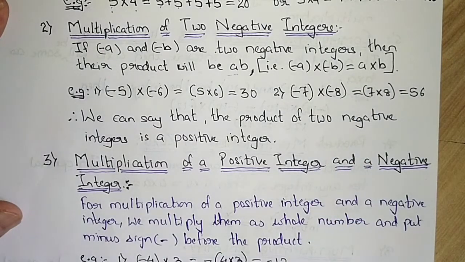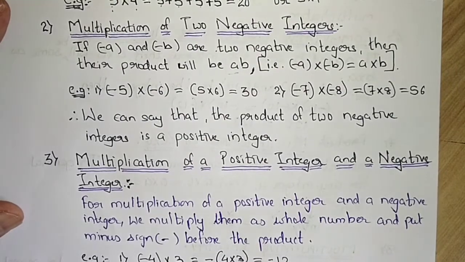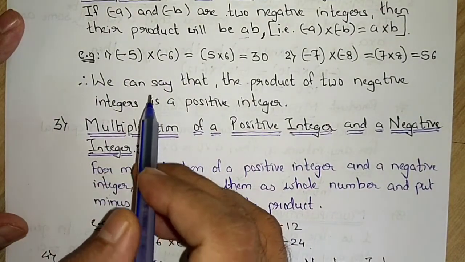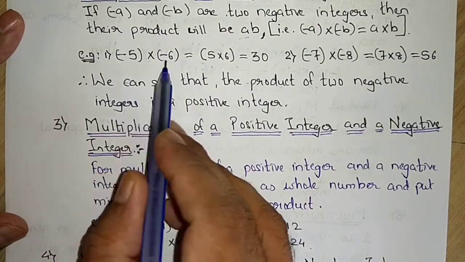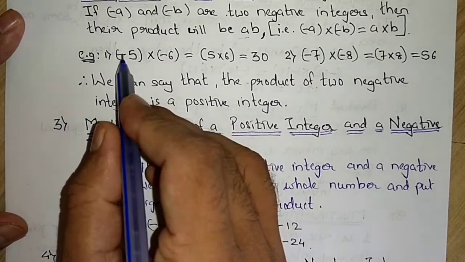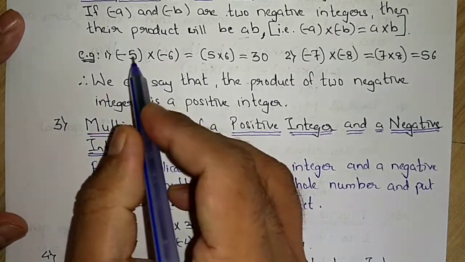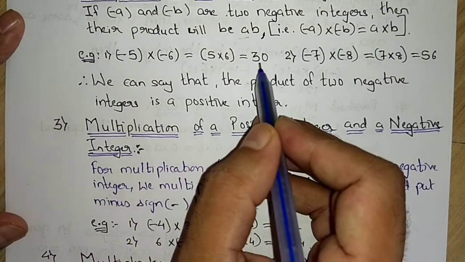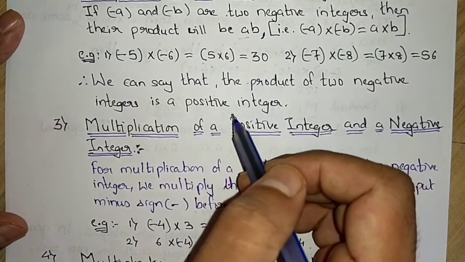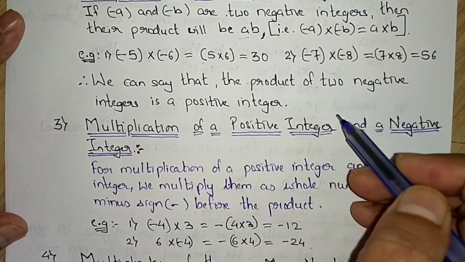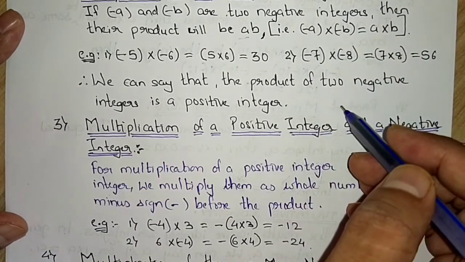Let us solve with one example. The example is minus 5 and minus 6. Two integers which are negative and we are multiplying them. How to multiply? Ignore the minus sign. Minus will be converted into positive, and 5 6s are 30. This is your answer. It is the same as a into b. The minus signs are cancelled out because minus into minus gives plus.